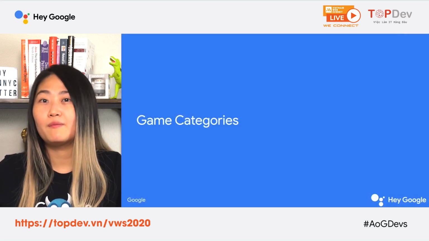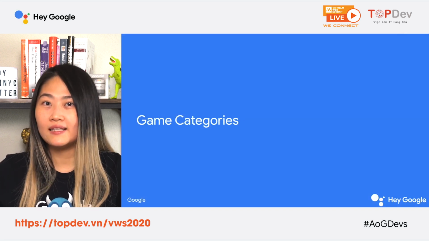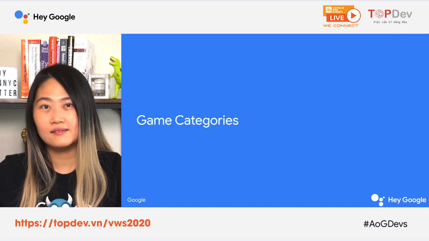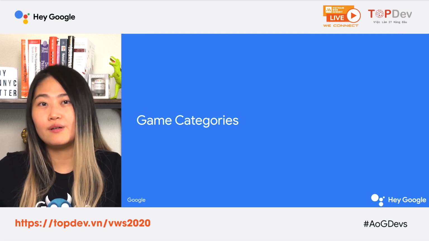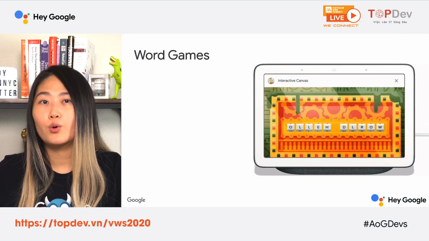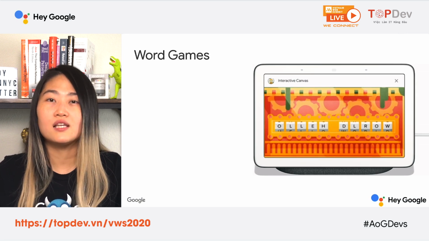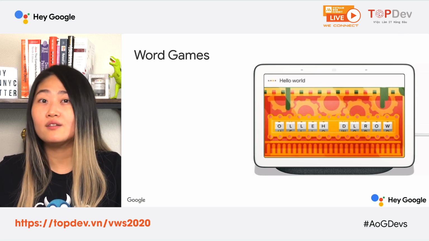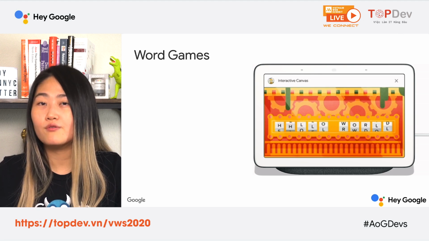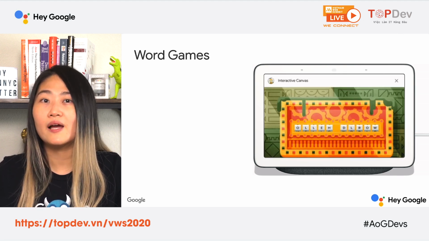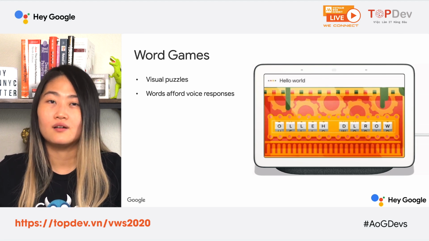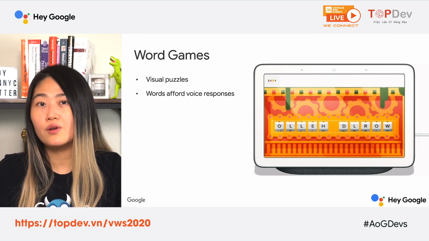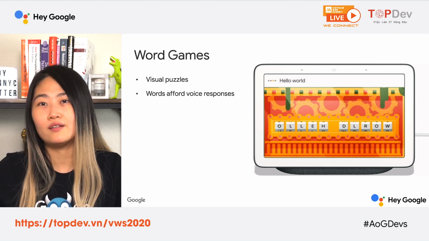Now that you have learned about the design principles of building an interactive game for the Google Assistant, let's explore what game categories developers have been building for. Word games are a great use case for voice. But with Interactive Canvas, developers can create a more immersive experience by adding animations and other visual effects, like this example here. It is a crossword puzzle game which makes great use of Interactive Canvas.